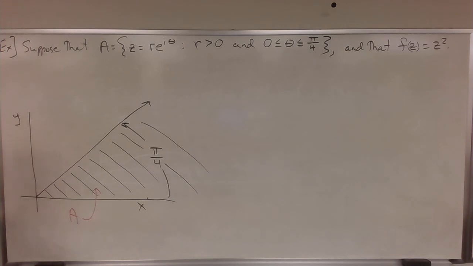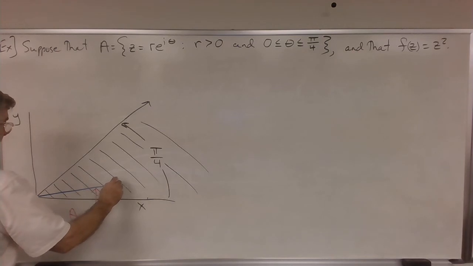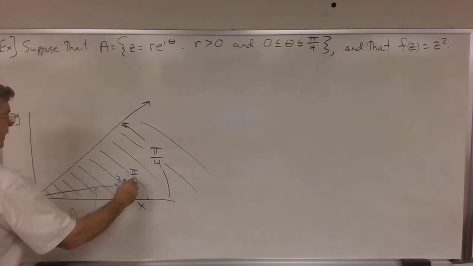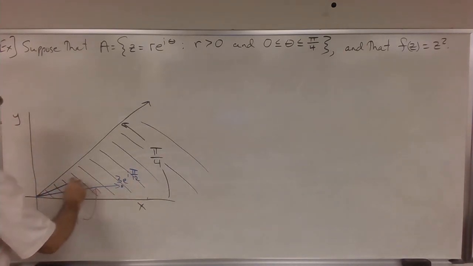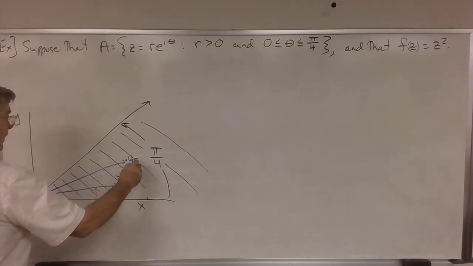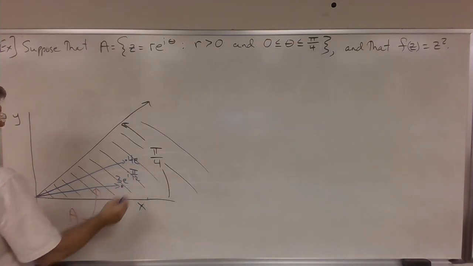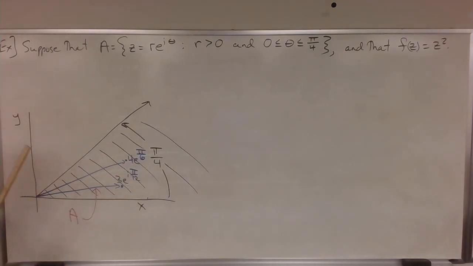For example, right here maybe we have 3 e to the i pi over 12, let's say. And maybe here we have 4 e to the i 2 pi over 12, or pi over 6, okay, and so forth.